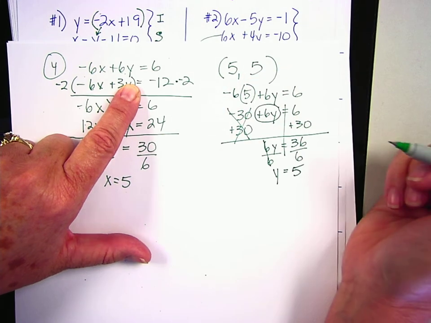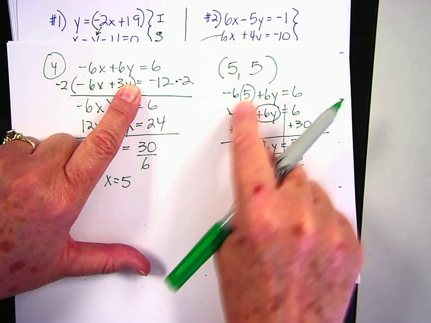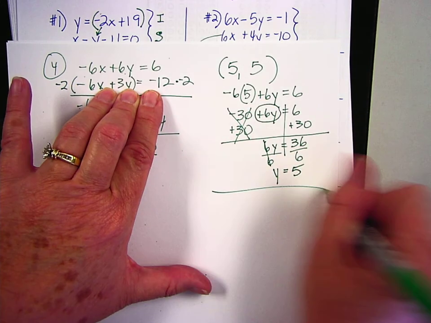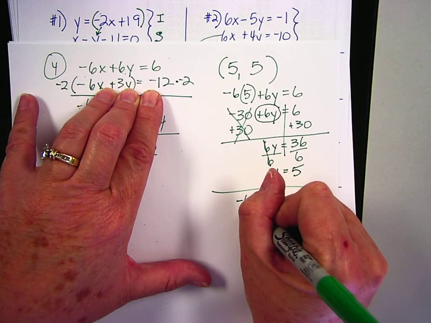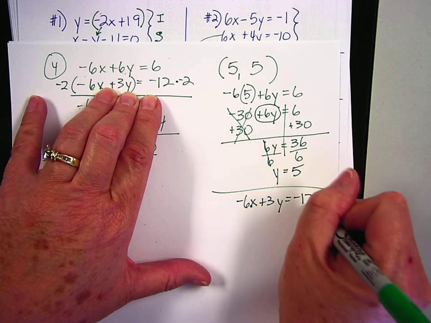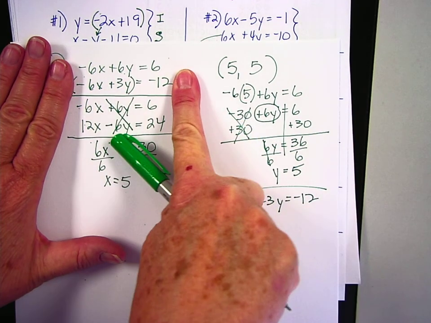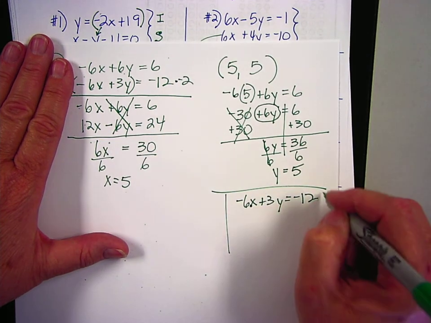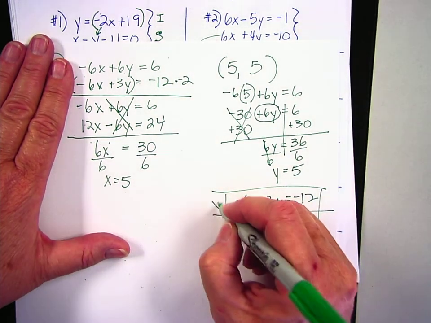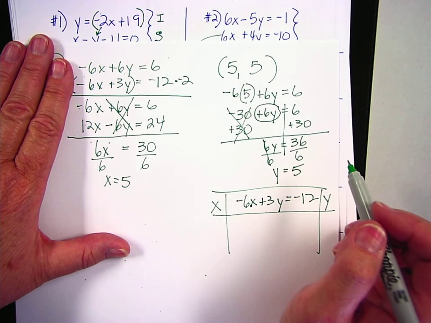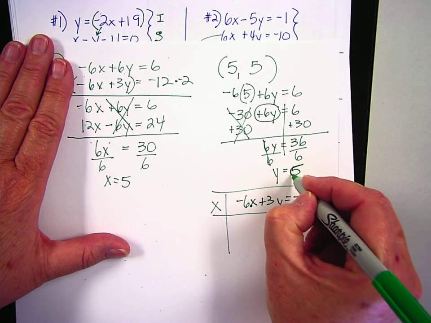So I think I have my total solution. I verified it in this equation. I'm going to try it in my second equation. So my second equation is negative 6x plus 3y equals negative 12. That's what it was before we tweaked it, right? And I'm going to try plugging in these two values, 5 and, oh, this should have been a 6. Sorry, guys.